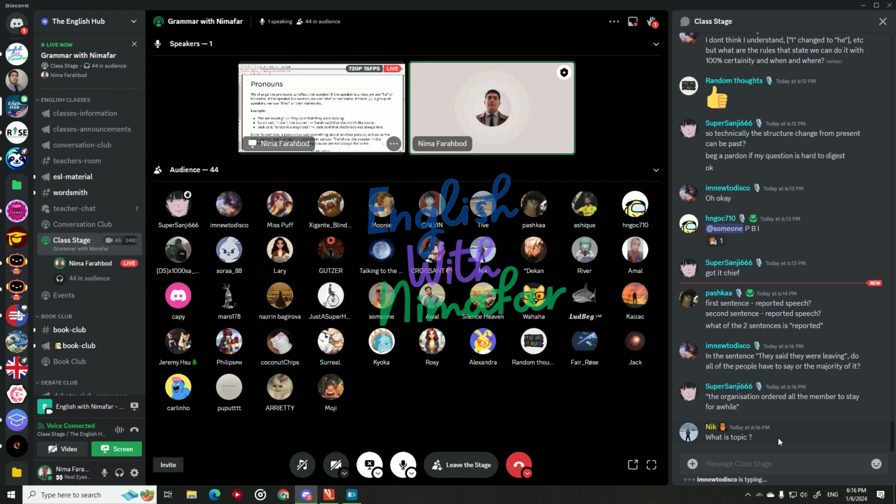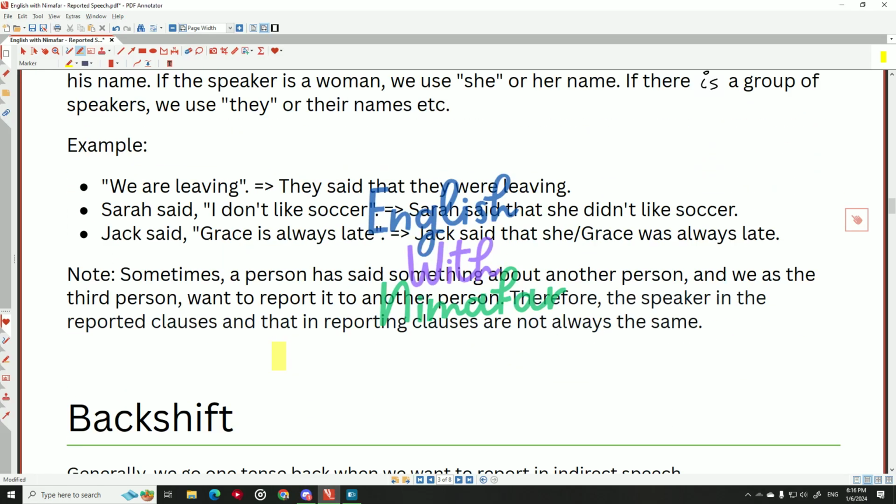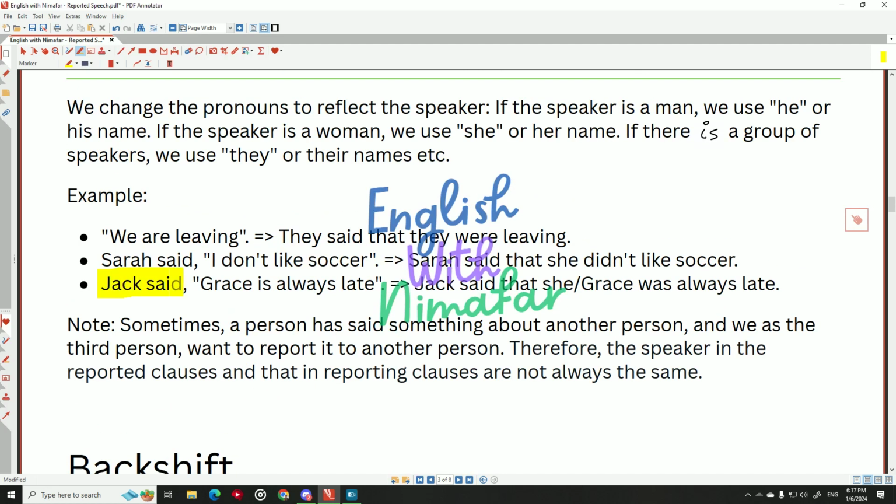Reported speech. So, note, sometimes a person has said something about another person, and we, as a third person, want to report it to another person, you know? Therefore, the speaker in the reported clauses and that in reporting clauses are not always the same. Reported clause is like here. Sarah said, these are reported clauses.